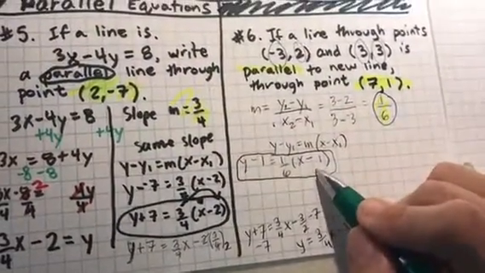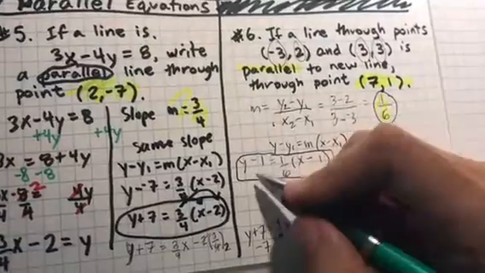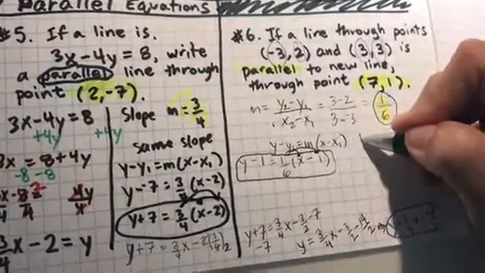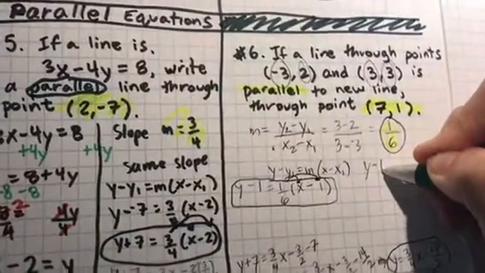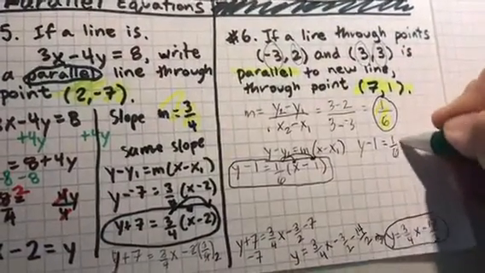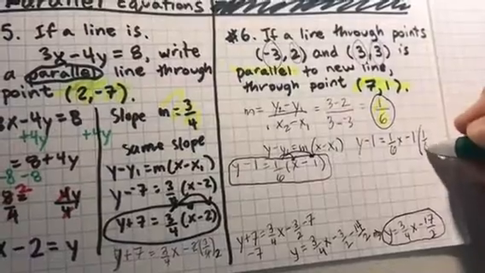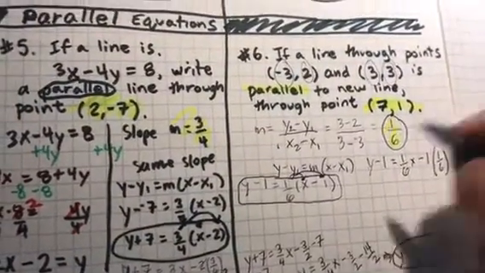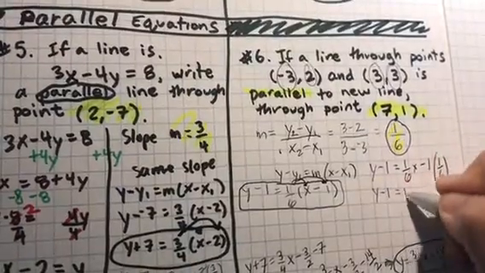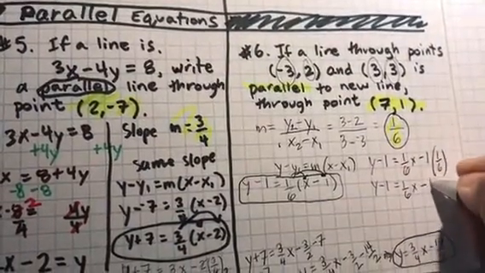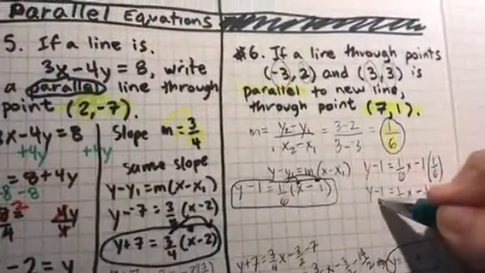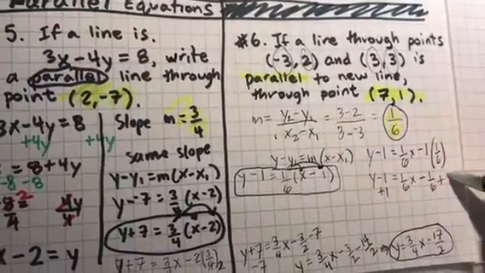They usually want it in slope intercept form as well. So I'm going to keep going. I'm going to distribute that. I get y minus 1 equals 1/6 x minus 1 times 1/6. Well, 1 times any number is still that number. So I get y minus 1 is equal to 1/6 x minus 1/6. And I'm almost there. I just have to add 1 to both sides.